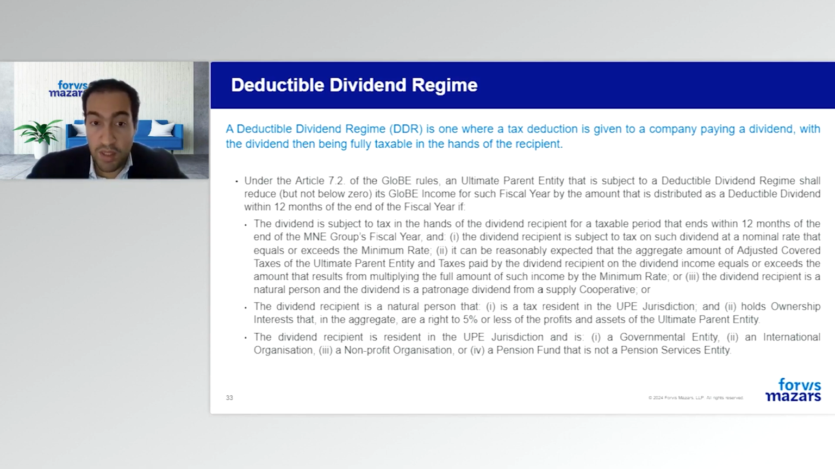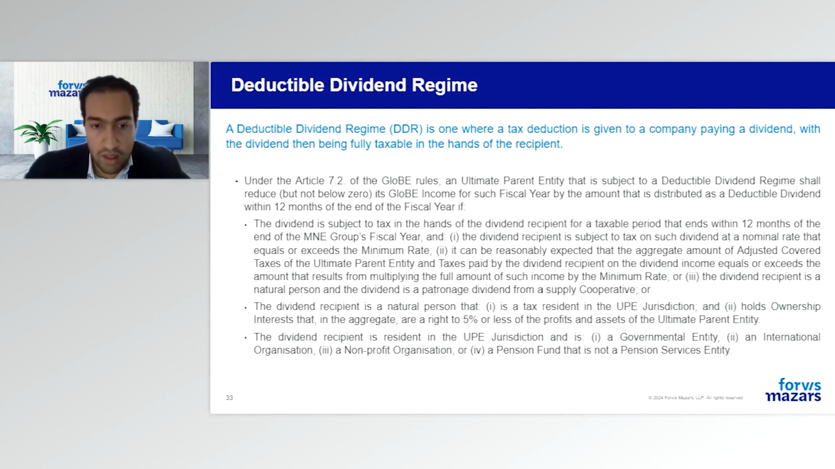First one, the dividend must be taxable for the recipient, and it must be taxed at a rate that is higher than, or at least meets, the minimum 15% rate. And the OECD expects that the combined amount of the adjusted corporate taxes, which is the taxes paid by the ultimate parent entity and the recipient, are at least equal to 15%.